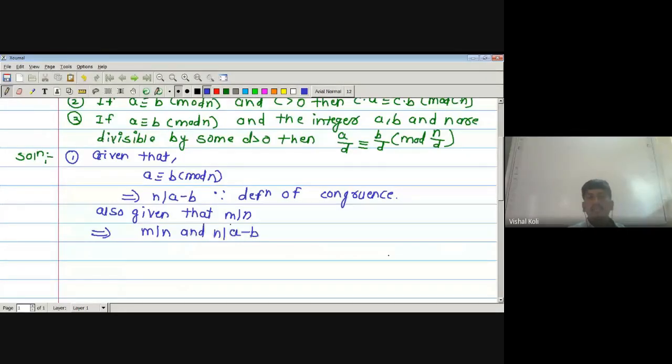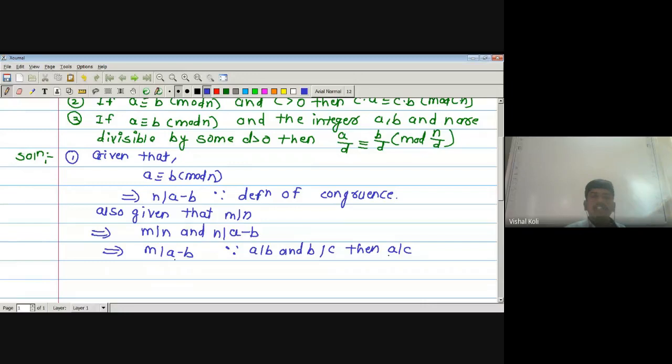Then by properties of divisibility, we know that if A divides B and B divides C, then A must divide C. That is, transitivity holds for divisibility. As here m divides n and n divides A minus B, then m must divide A minus B, which implies m divides A minus B, which is from properties of divisibility. That is, if A divides B and B divides C, then A must divide C.